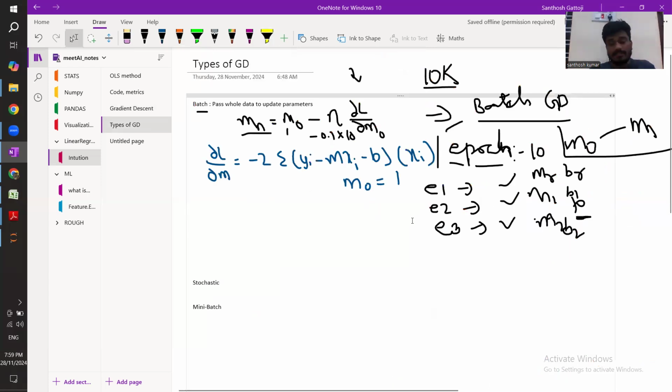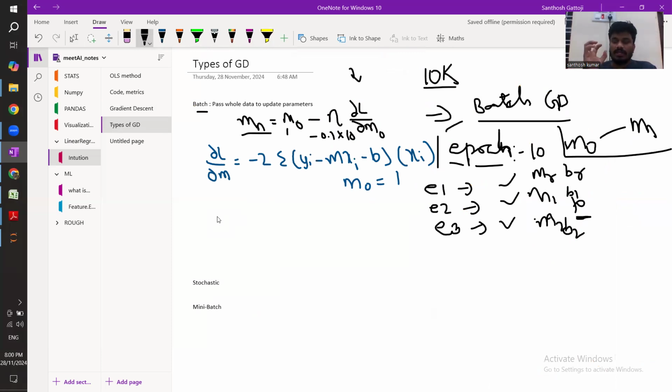So that is regarding the batch gradient descent. The goal is every time you move to the next value, it will be better than the previous value, because we are considering the whole data set. You are taking the whole data set, finding the loss, and then you are moving towards the direction.